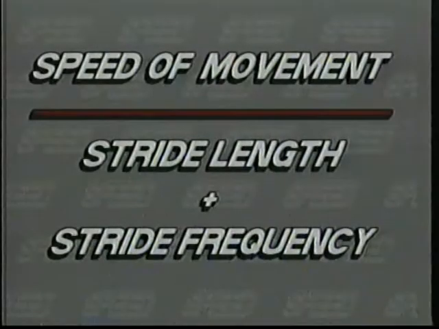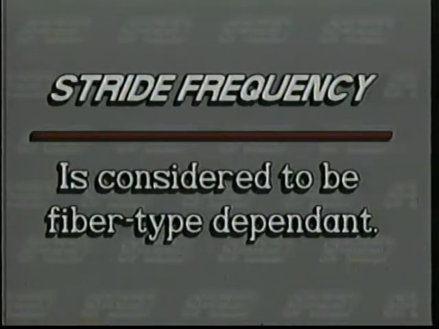From a theoretical standpoint, speed of movement in running is largely dependent upon two factors, stride length and stride frequency. Stride frequency is generally considered to be largely fiber type dependent. If an individual is endowed with a large number of fast twitch fibers, they are said to have an advantage in the quality and speed of muscle contraction. It is an often accepted concept that little can be done to change the status of the individual who does not have the right fiber makeup.